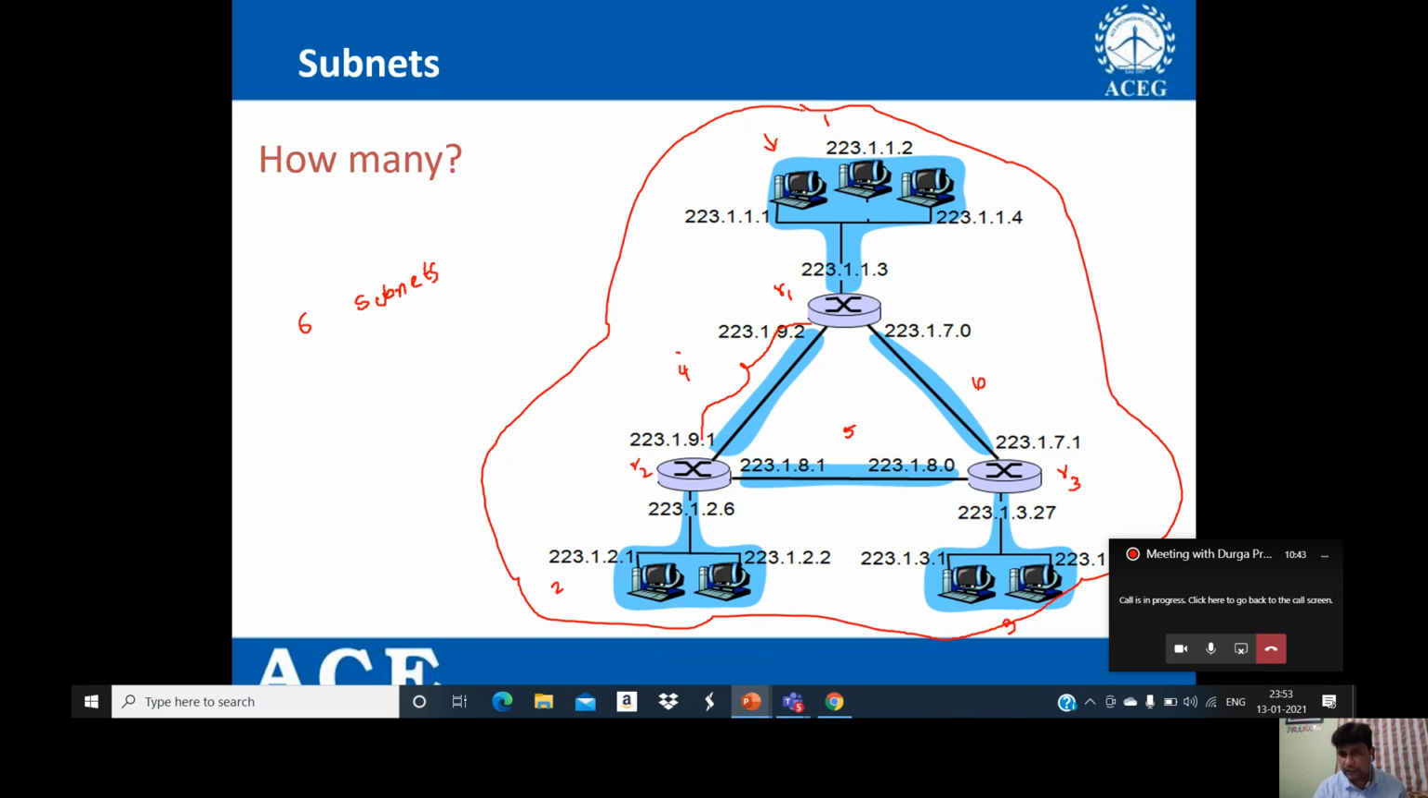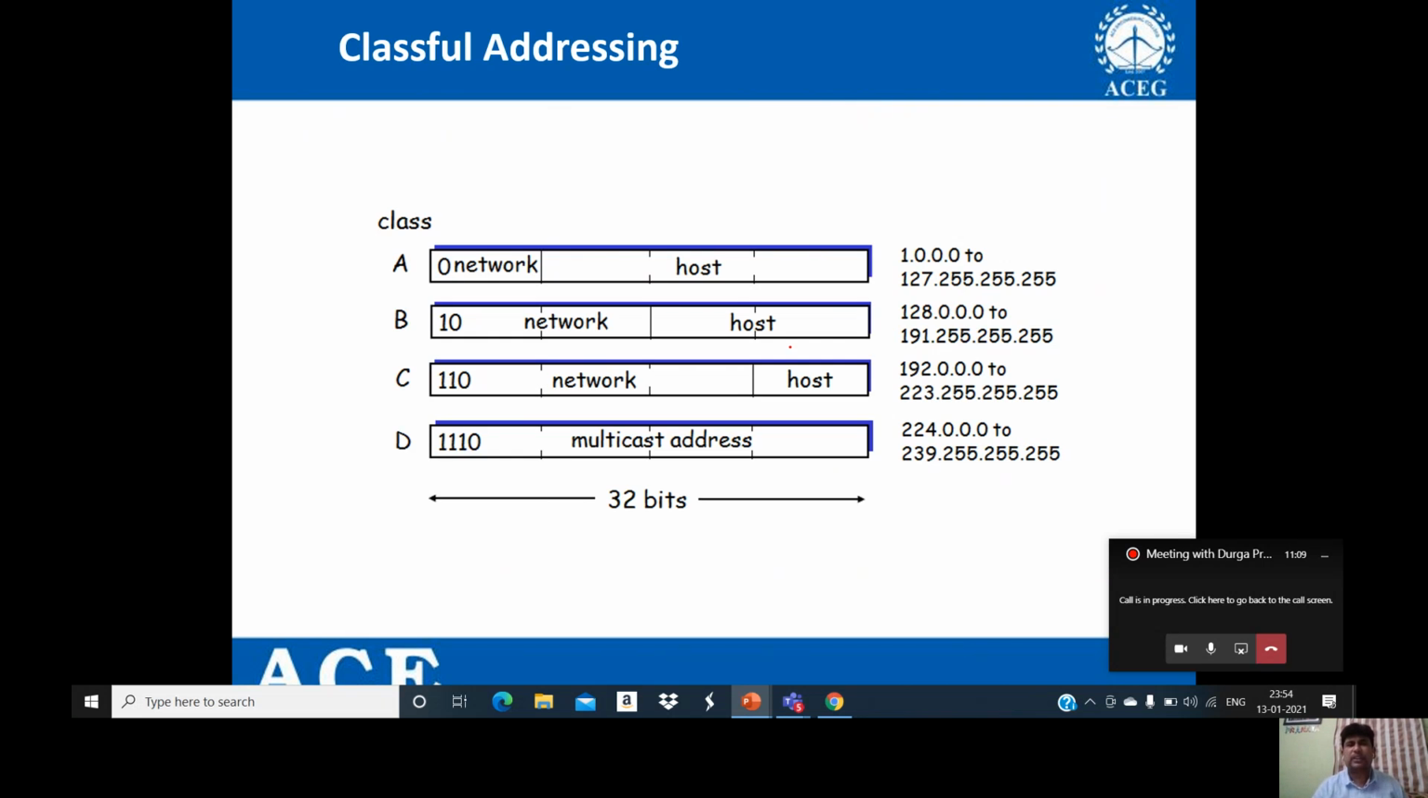Fine. In a subnet, all the devices and the router interfaces will have a common subnet ID. Here you could find the routers R1 and R2 are part of subnet 4, and they have the common subnet ID 223.1.9, and their host ID portions are variable. Clear with this? Right.